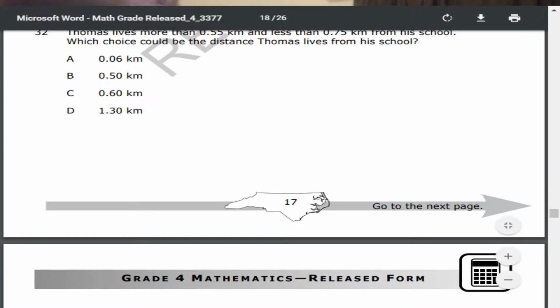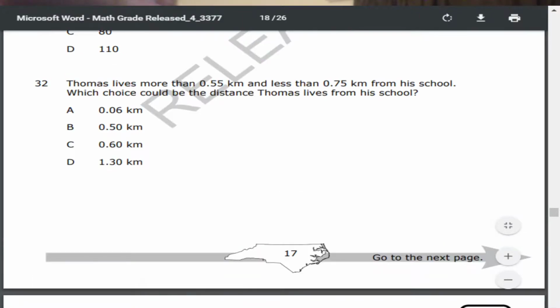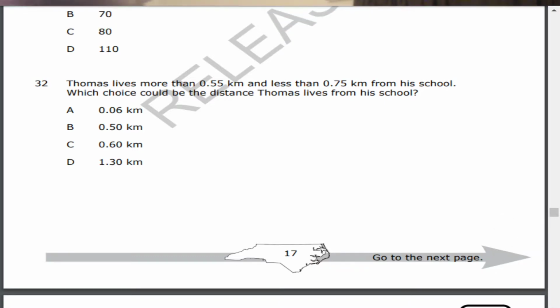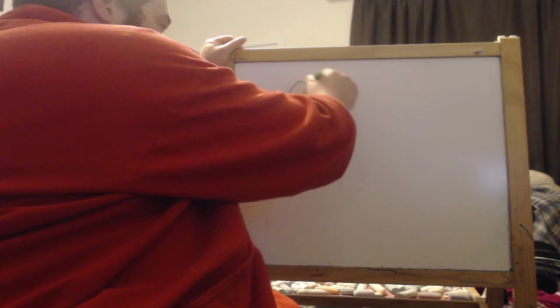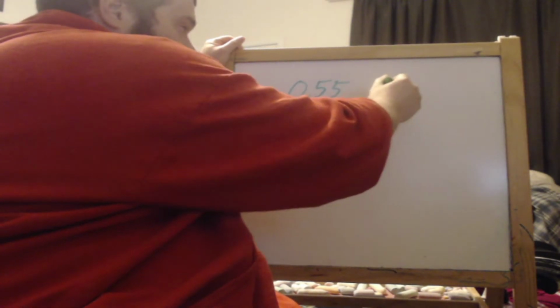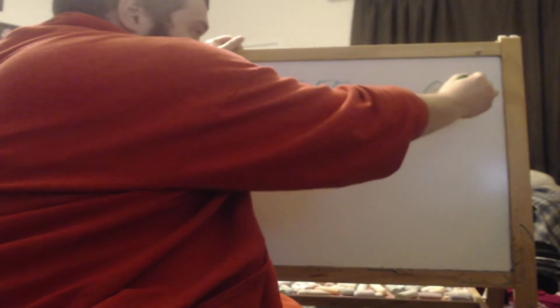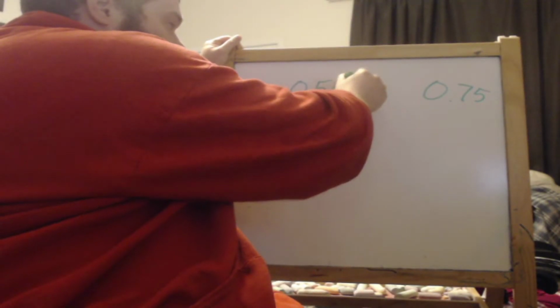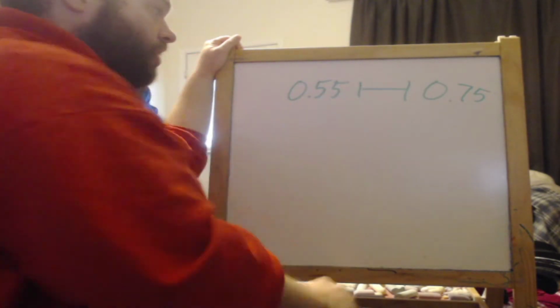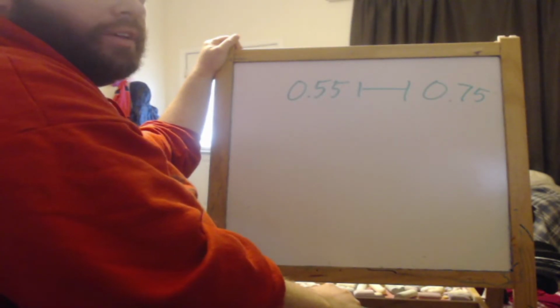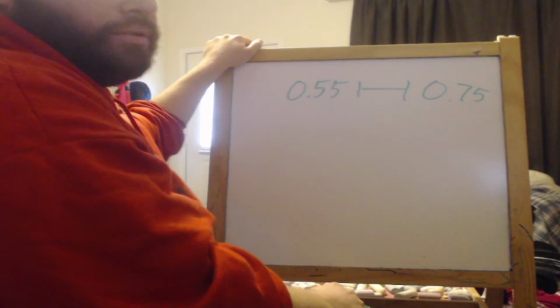All right, so this is not too hard, okay? So let's go. We know that he lives somewhere between 0.55 or 55 hundredths and 0.75 or 75 hundredths. So where he lives has to be somewhere in here on this number line, okay? That amount of kilometers, by the way.